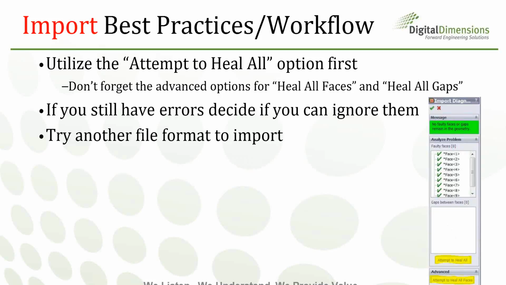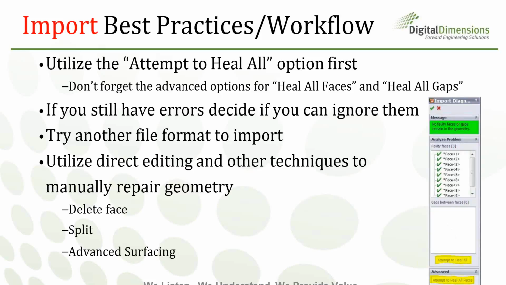The next thing is, if it's a very complex part and you have a lot of errors, maybe try another file format first. So if you're bringing in a STEP, for instance, and it has issues, bring in a Parasolid. If it's an ACIS file or an IGES file, bring in a STEP or a Parasolid. So just try another file format if that's an option. If it's not, then you can utilize direct editing and other techniques to repair the geometry.